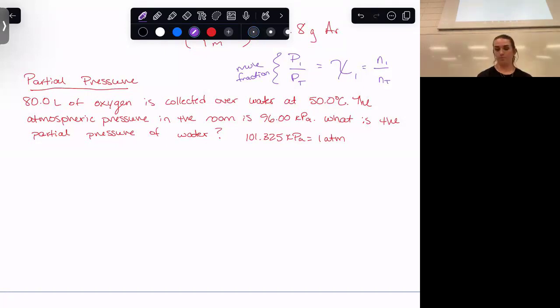So what does partial pressure mean? Parts of the whole, right? So the whole is going to be P total. What are the two parts of this question? The pressure of oxygen and the pressure of water. Do we know the pressure of oxygen?